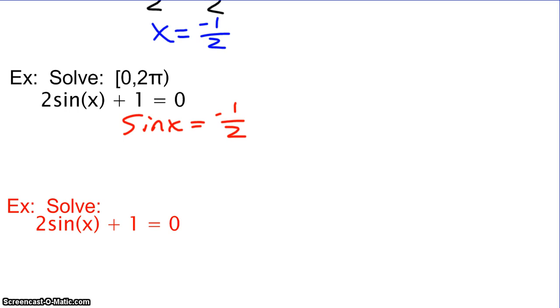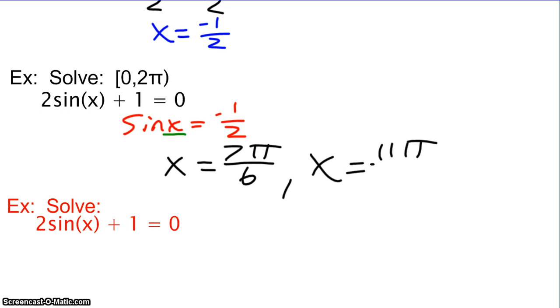But this is what sine of x equals. This is not what x equals. We need to figure out what x equals. Now for the first one here, I gave us a restricted domain. I said we're limiting it to between 0 and 2 pi, including the 0, not including the 2 pi. So we need to think on our unit circle, where does sine equal negative 1/2? Well, sine equals negative 1/2 when x is 7 pi 6th and when x is 11 pi 6th.